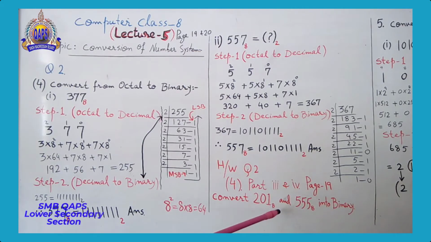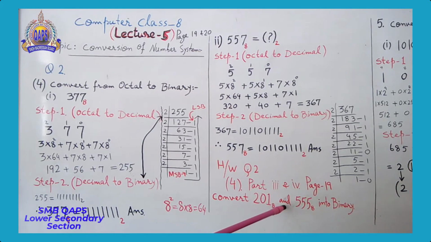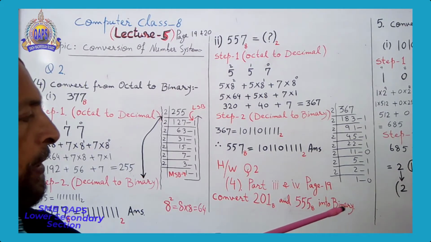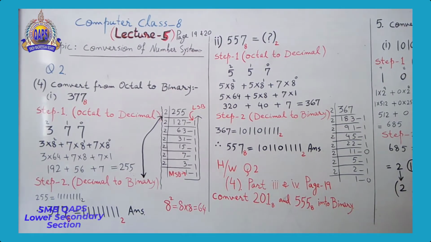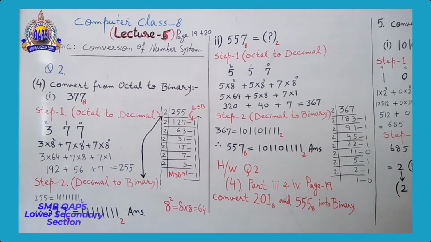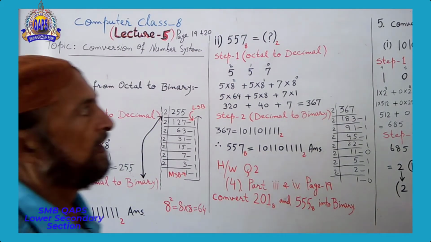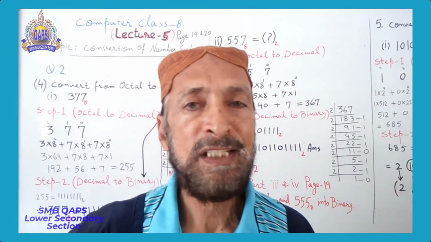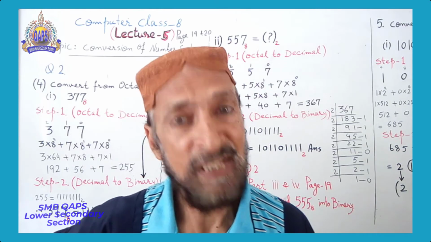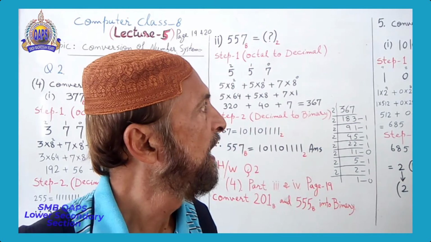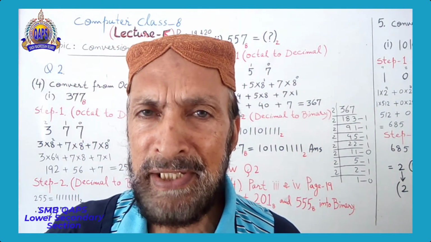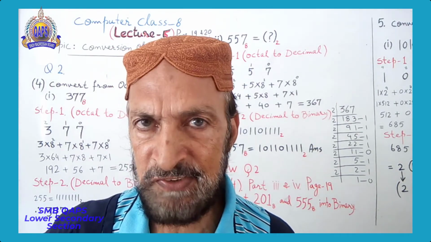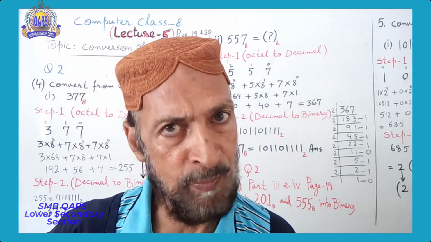Convert 201 octal and 555 octal into binary. This is your homework. Understand? And the next topic is binary to hexa. This is our next topic.